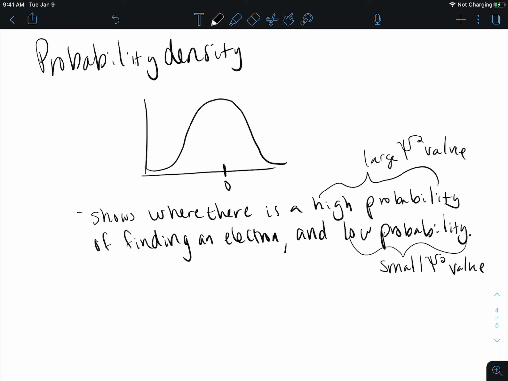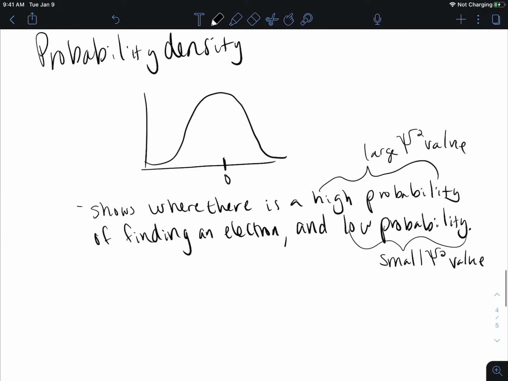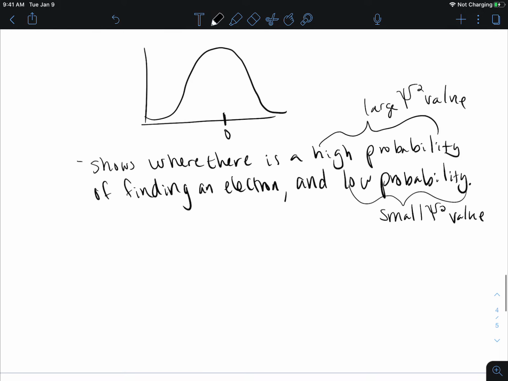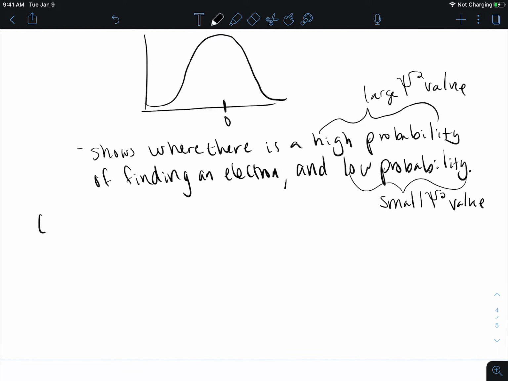From this information, this probability density, the physicists, including Schrodinger, came up with the idea of orbitals. Orbitals are our visual representation of the probability density.